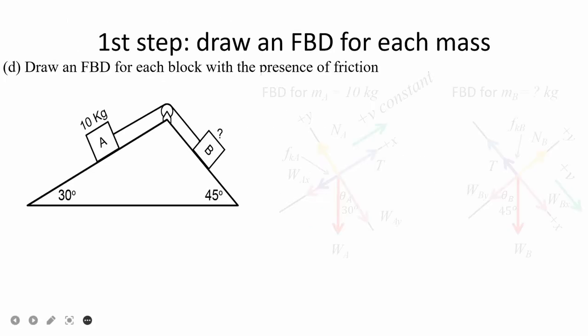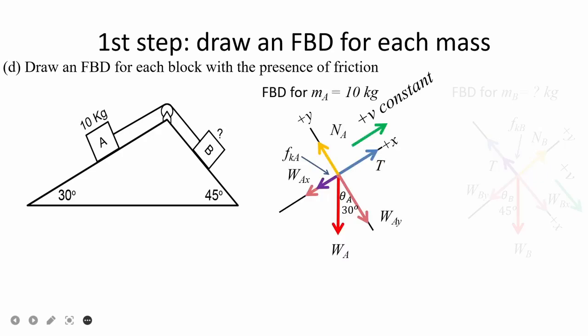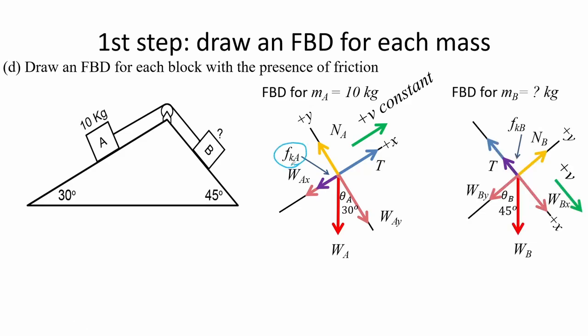For letter D, the problem introduces the presence of friction, or more specifically kinetic friction. Going back to step 1, we redraw it such that the friction force is added onto the FBD. Recall that the friction force opposes the direction of motion, so for mass A it is on the negative x-axis and for mass B it is also on the negative x-axis.